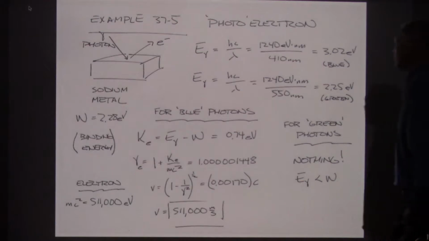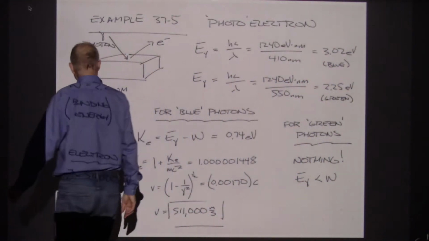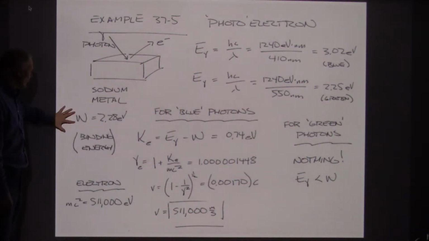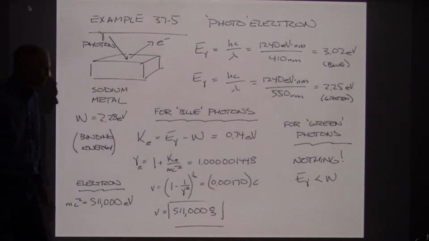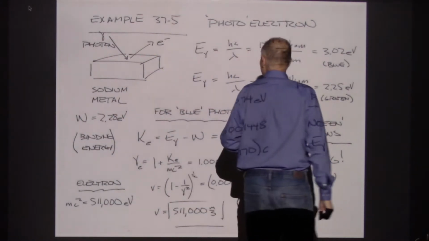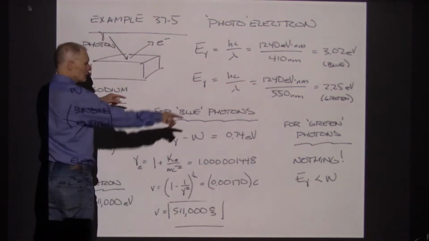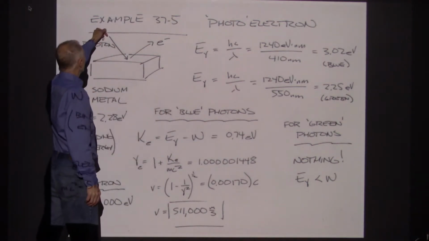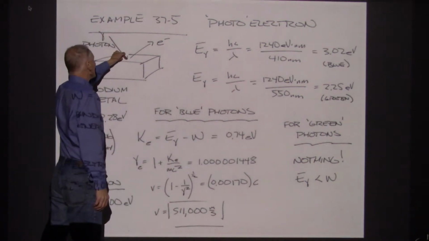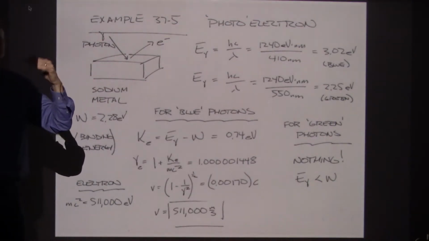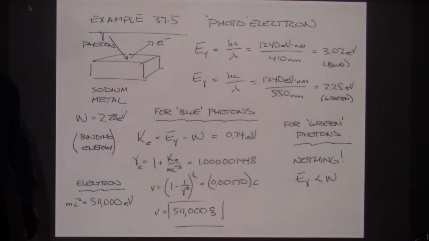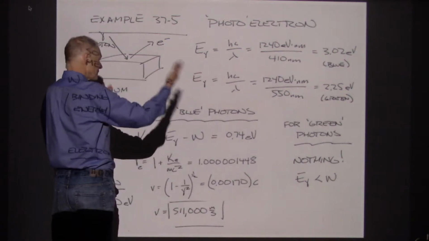So let's go ahead and see. What was the binding energy? Oh yeah, the work function or binding energy is 2.28 eV. Uh-oh. What does that say about the green light? Not going to happen, right? What's going to happen is the green photons come in and they get absorbed. The electrons absorb the energy and they go into higher quantum states, but they don't leave the metal. It's not enough energy to completely separate. So the blue photons, definitely.